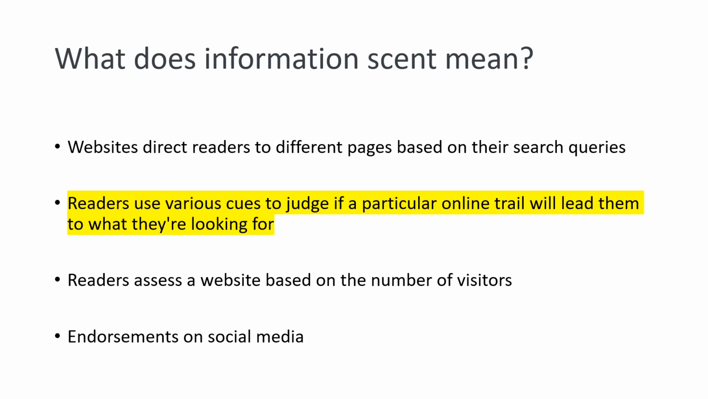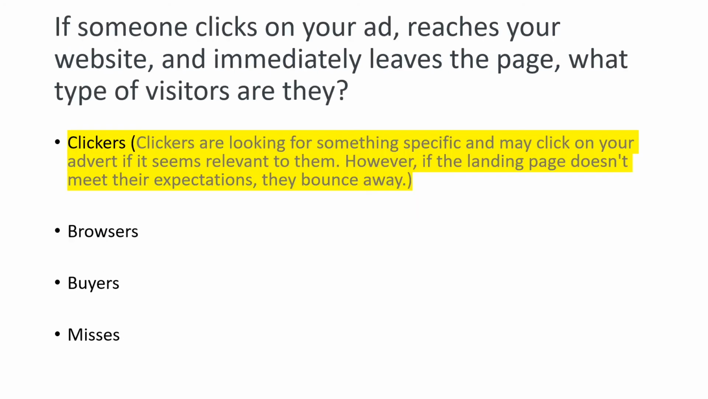274. What does information scent mean? Readers use various cues to judge if a particular online trail will lead them to what they're looking for. 275. If someone clicks on your ad, reaches your website, and immediately leaves the page, what type of visitors are they? Clickers. Clickers are looking for something specific and may click on your advert if it seems relevant to them. However, if the landing page doesn't meet their expectations, they bounce away.